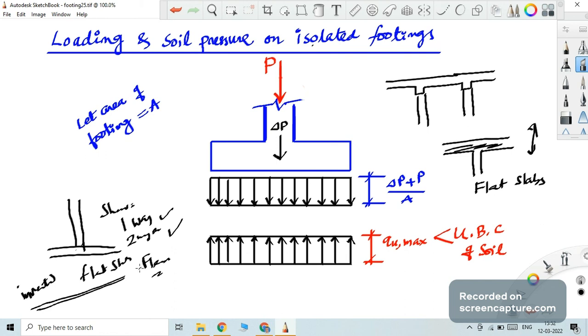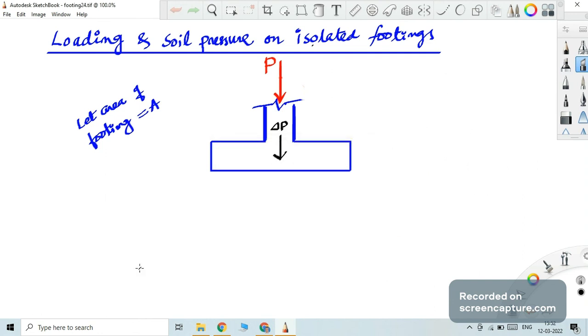So that is the introduction towards isolated footing design. I have given you two introductions. One is based on the overall idea. Second is on the loading and soil pressure. So please go through this video before doing the problems. Okay. Thank you very much.